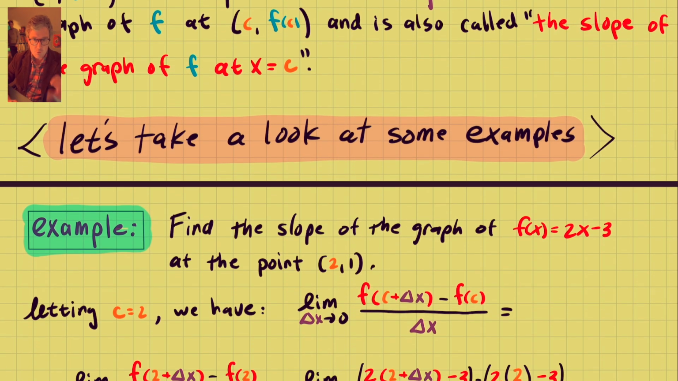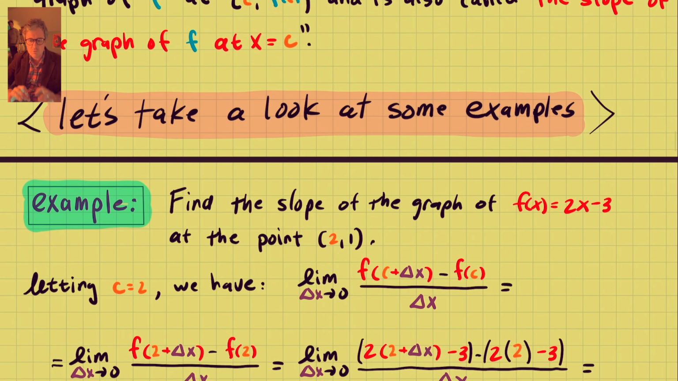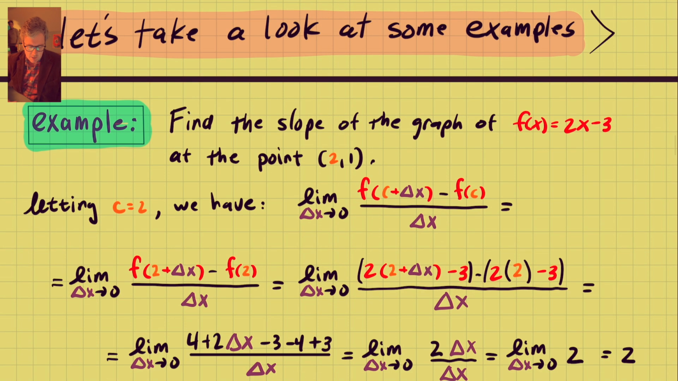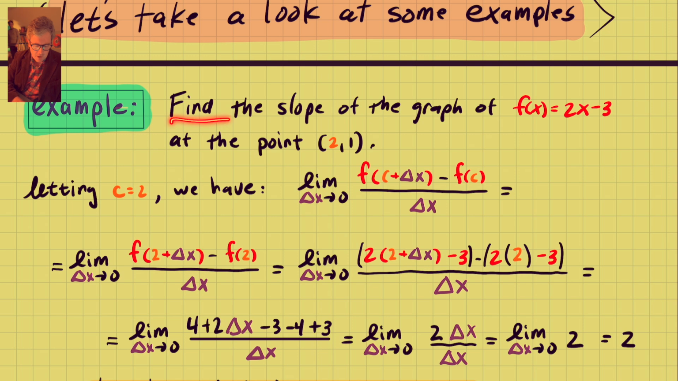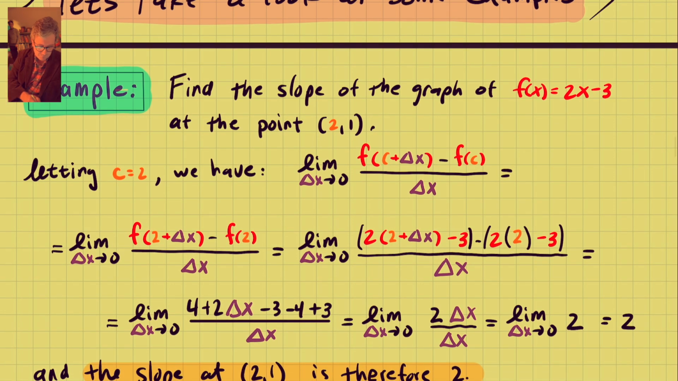So let's take a look at a few examples. Let's just ground ourselves in a few examples here. Let's say I want to find the slope of the graph of f of x equals 2x minus 3 at the point (2, 1). So, a straight line function, and I'm just asked to find the slope at (2, 1). Now, of course, this is a straight line, so I can just find the slope the old-fashioned way, but let's use this definition that we just came up with and confirm that we get the right answer.